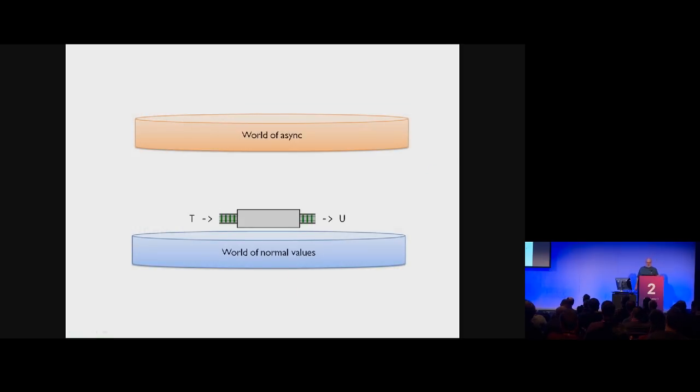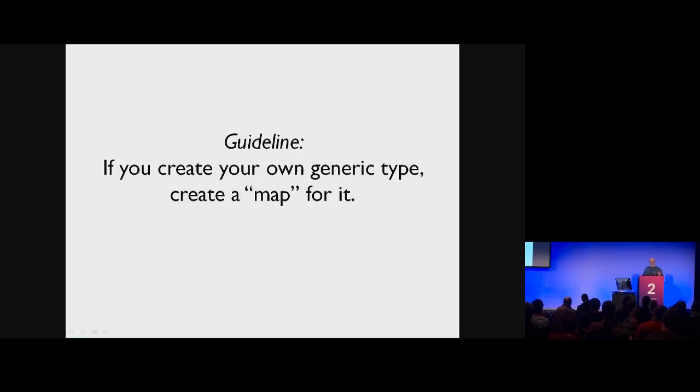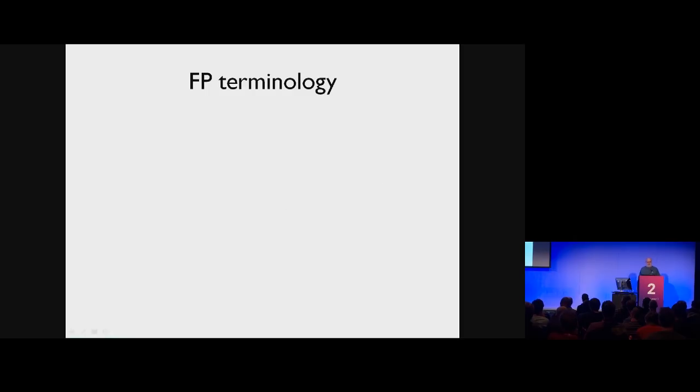And of course, async, same thing. We have a normal function and we can map it into the world of async. And that way we can chain async functions together. So most generic types have a map, list and async, and so you use them. And if you write your own generic type that you're going to put out in a library, you make your own map, and then everyone else can use it.